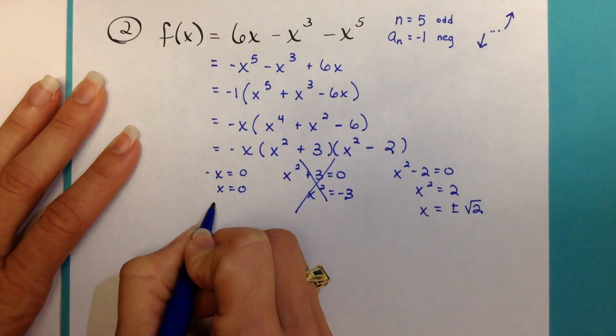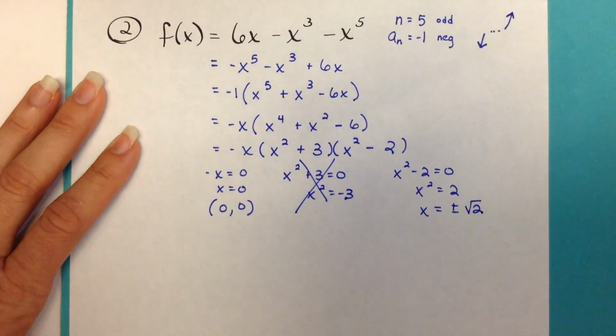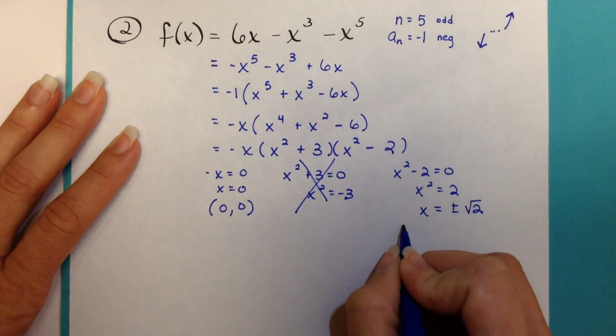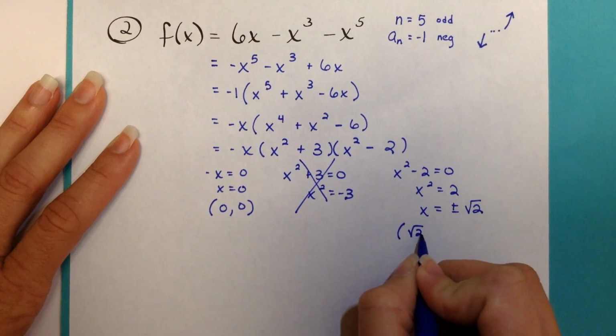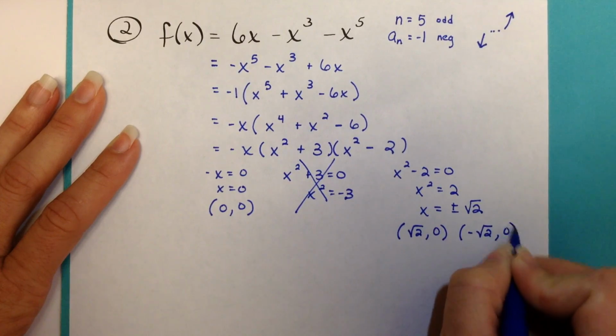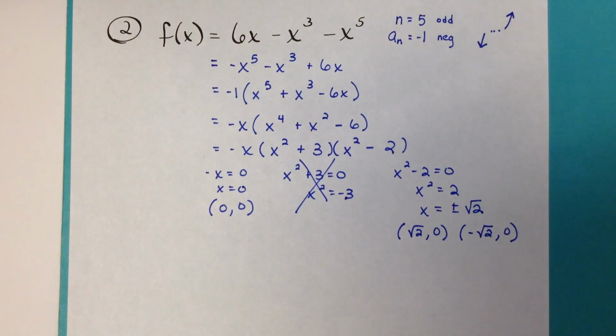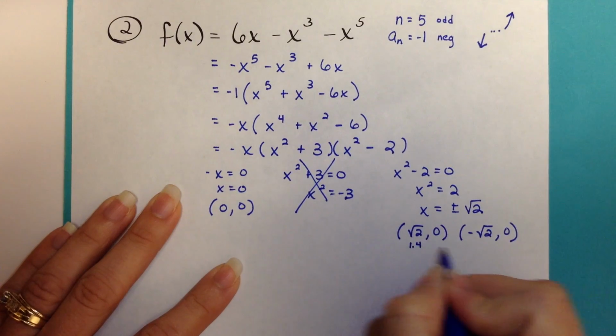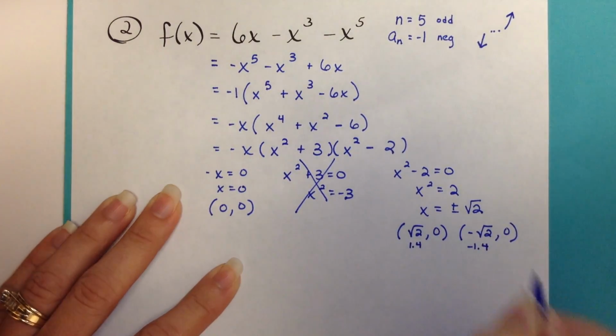Alright, so let's see, I didn't come back over here. Of course that would be the point 0, 0. Here I have square root 2, 0, and negative square root 2, 0. Alright, so those are my x-intercepts. Now we'll just use a decimal approximation for square root 2. So let's see, I think it's about 1.4. So of course this would be about 1.4, this would be -1.4.